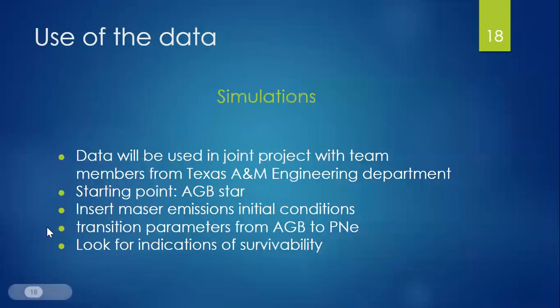It'll be interesting to insert maser emissions as initial conditions, which I believe we will, but for what we're doing right now, we did not insert any of those. So we're going to see what happens, with transition parameters for AGB to planetary nebulae. Again, we're just inserting the mass loss, and we're looking at how the dust is going to form over time, and looking for any indications of survivability for the cometary knots. That's what I'm doing now.